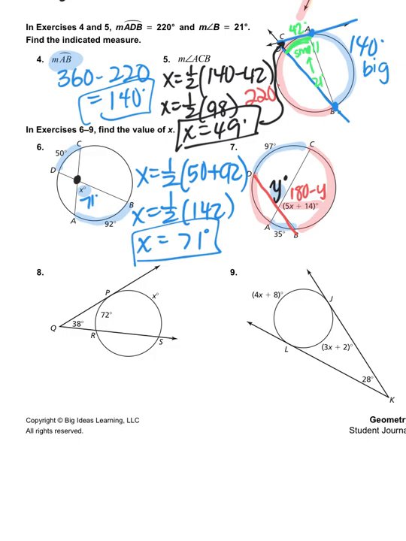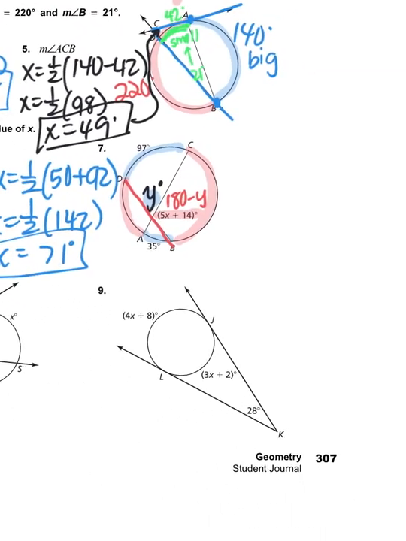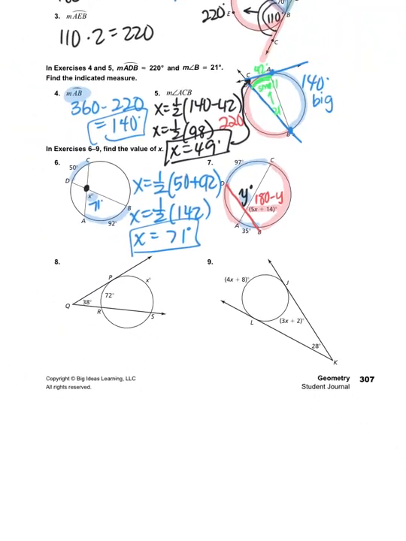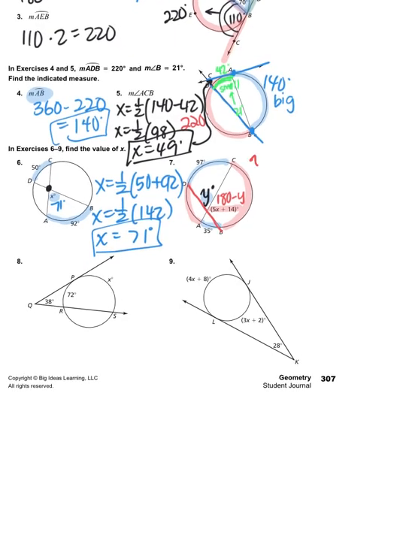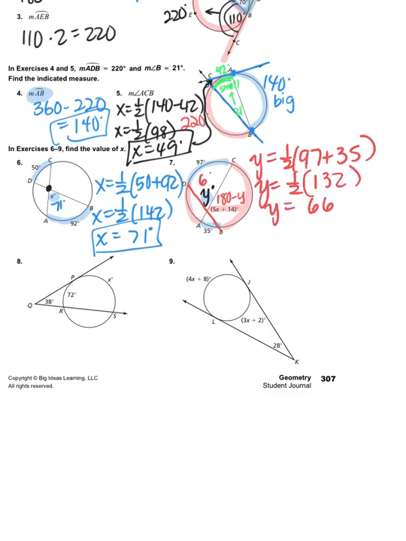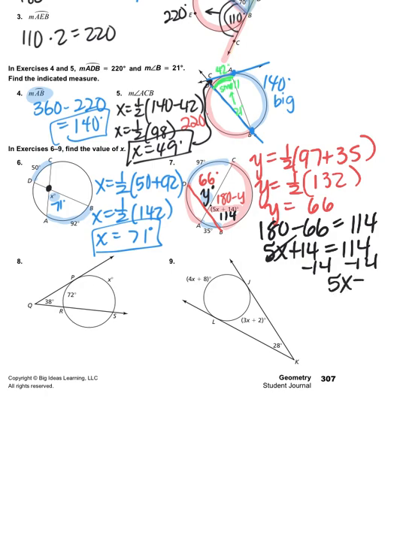All right, so first we'll solve. Let's see if I can zoom this in, hopefully still keep it in your viewing window. Let's try that. Okay, so we'll go y is half 97 plus 35. That's 132. So that means y is 66 degrees. Okay, now 180 minus that gives us 114. So that means this angle here next to y, with that 5x plus 14 on it, has to be 114. Okay, so then we can set up 5x plus 14 equals 114. And we get x is 20.